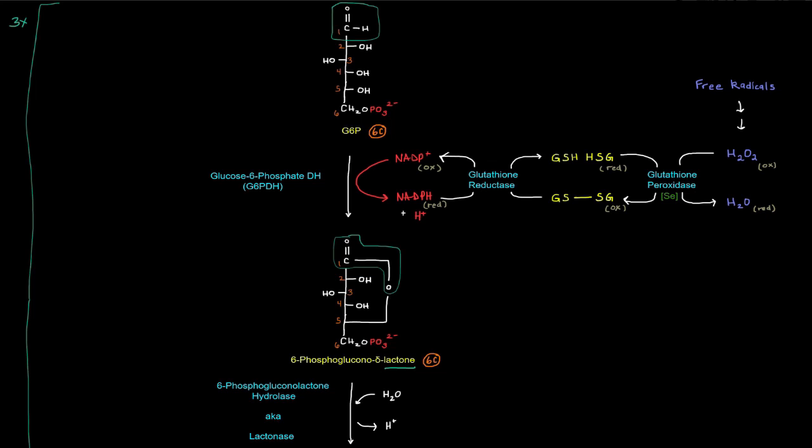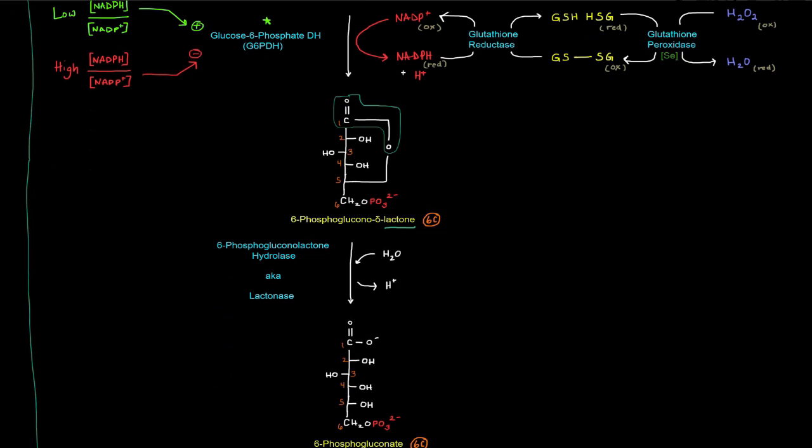Also, glucose 6-phosphate dehydrogenase is a regulated enzyme, and NADPH being a product feeds back negatively on this enzyme. So a high ratio of NADPH to NADP plus inhibits this enzyme's activity, right? The product inhibits it, and the ratio is important. So a low ratio of NADPH to NADP plus activates it, because there's too much NADP plus. So more NADP plus activates the enzyme, more NADPH inhibits the enzyme.